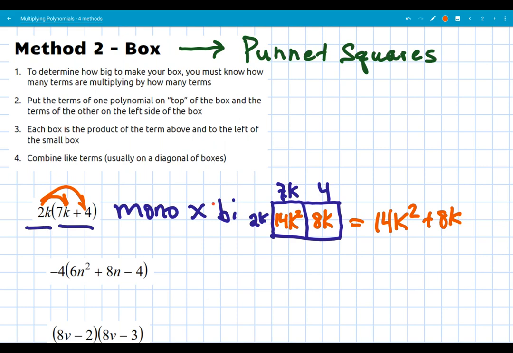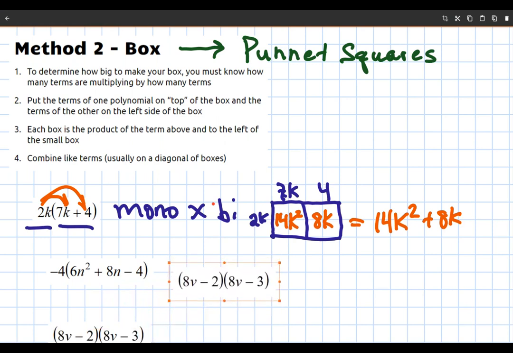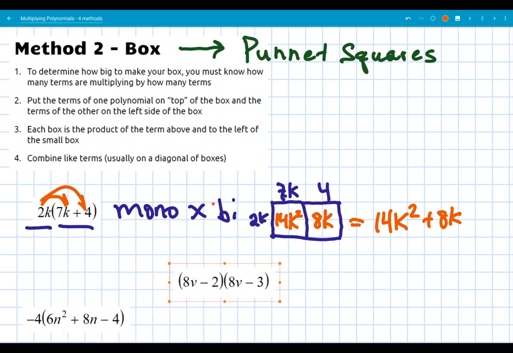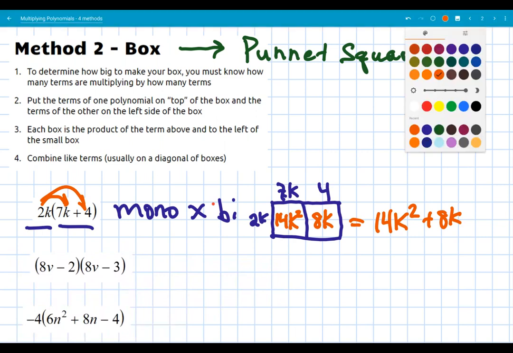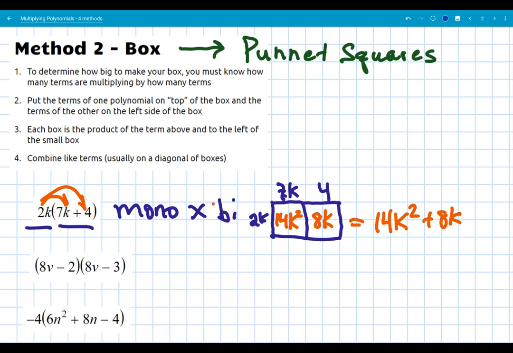I'm going to choose the one at the very bottom of our screen. Let's see what I got right here. Move this one down. And I'm going to change colors. To determine how big to make your box, you must, okay, I've got a binomial and a binomial. So that means I'm going to make a box that's two high and two wide. Well, I'm going to make this box even bigger because last one I had to squeeze it in.